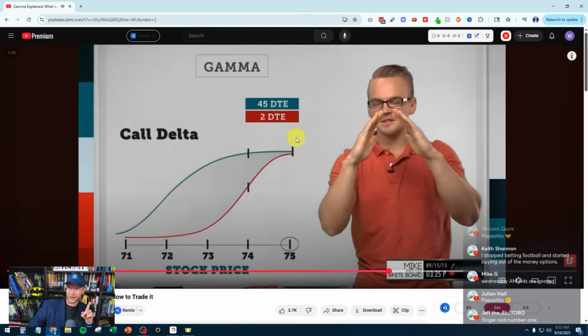There we go. Okay. Looking at the 45-day, you can see how the delta changes pretty smoothly. However, at the 2-day, you can see how the delta falls off a cliff. And remember, the delta is the likelihood of it being in the money at expiration. How much you're making for every $1 change.